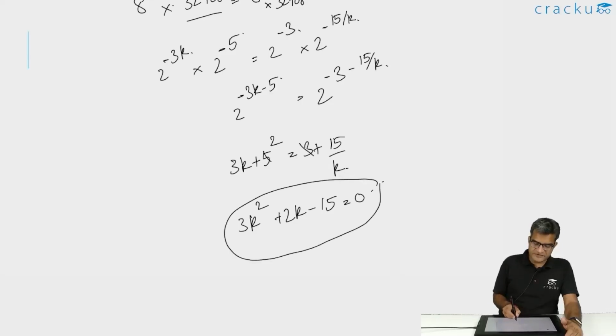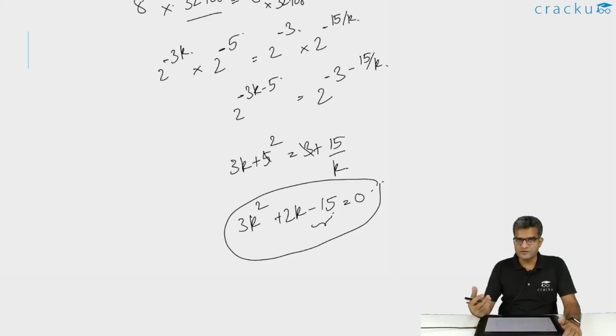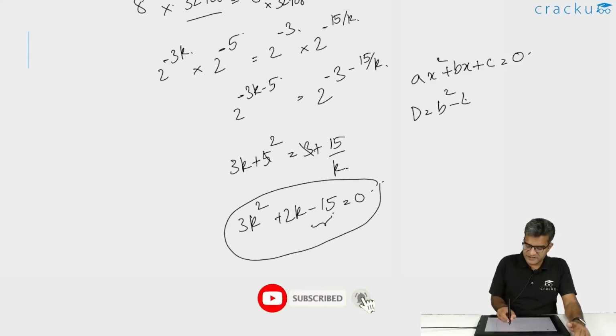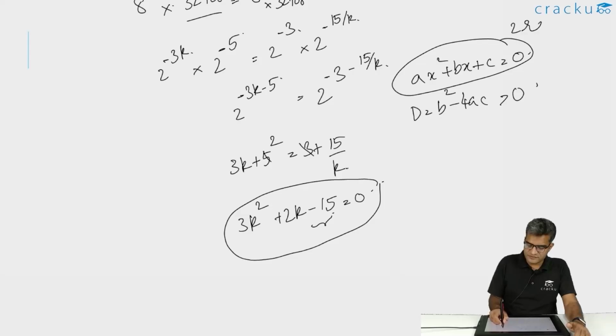This is a quadratic equation in k. The product of the roots is negative. Once the product of the roots is negative in a quadratic equation, the roots will be always real. You can also calculate the discriminant of this quadratic equation. You will figure out that the discriminant is greater than 0. In a quadratic equation of the form ax square plus bx plus c is equal to 0, the discriminant d is b square minus 4ac. If this is greater than 0, this quadratic equation will have two real roots. In this particular case, the discriminant is greater than 0.